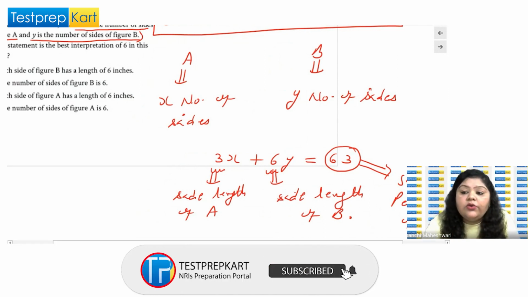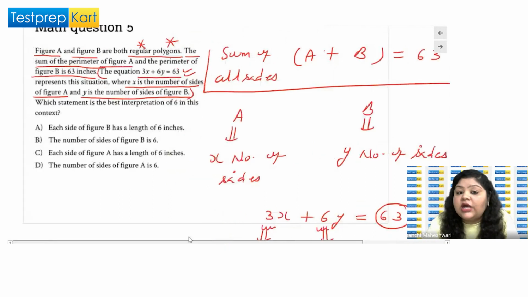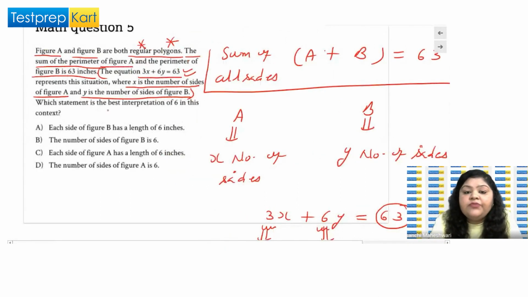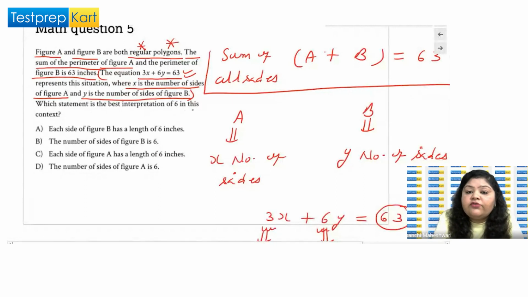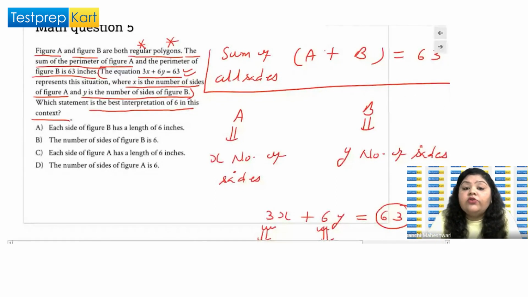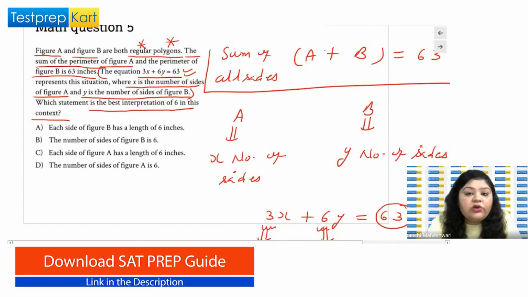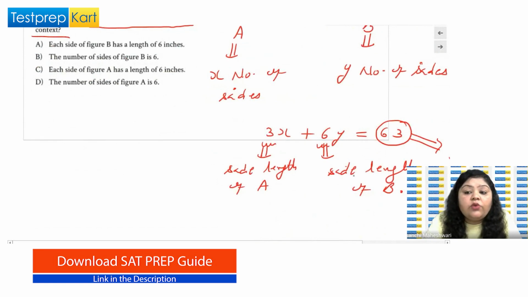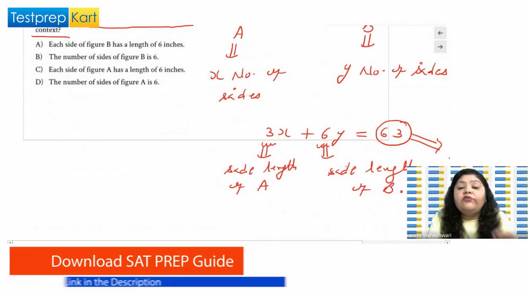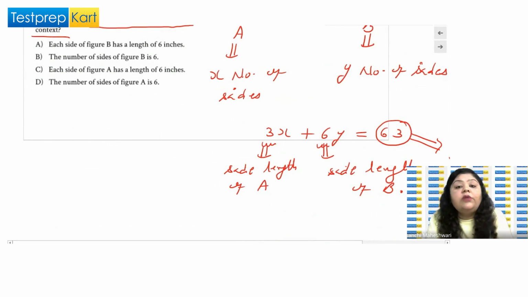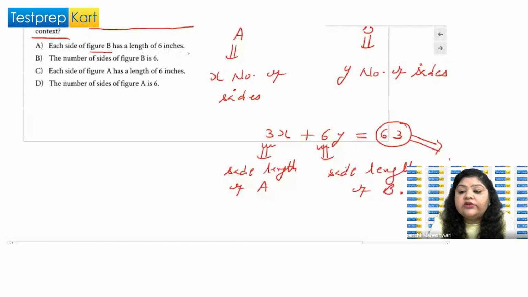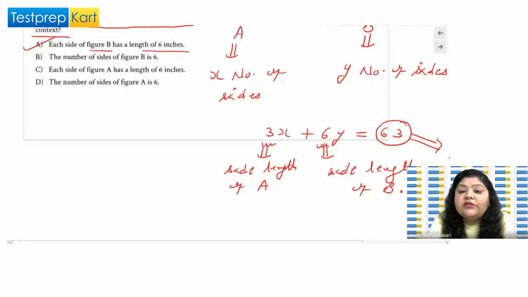Now have a look at what the question is asking us. The question is asking which statement is the best interpretation of 6 in this context. Just now we have discussed this. 6 represents the side length of figure B, that means the side length of regular polygon B. Now have a look at the options. Is there any option saying so? Option A is saying each side of figure B has a length of 6 inches. So of course, option A is the correct one.